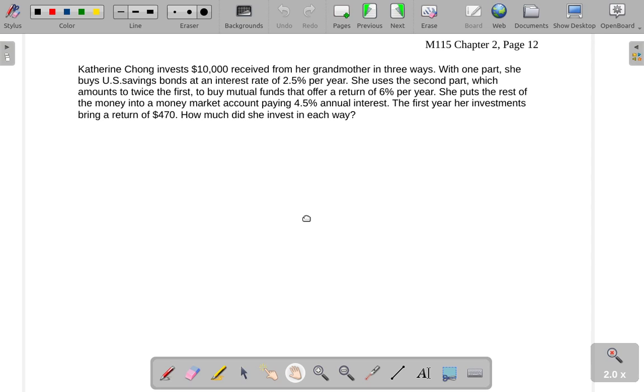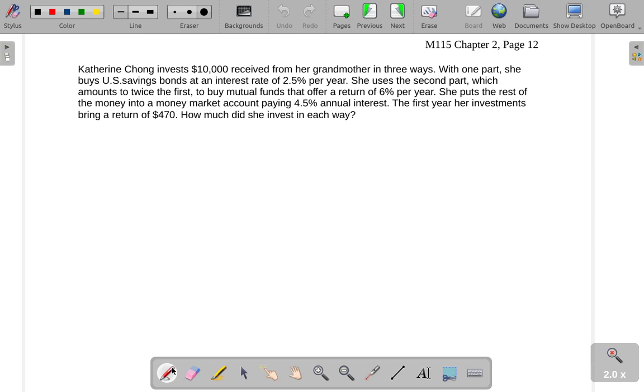Here we have another word problem. Catherine Chong invests a certain amount of money received from her grandmother in 3 ways. With one part, she buys a U.S. savings bond with a particular interest rate. She uses the second part, which amounts to twice the first, to buy mutual funds that offer a particular return. And she puts the rest of the money into a money market account paying a certain interest rate. The first year, her investments bring a return of $470. How much did she invest each way?